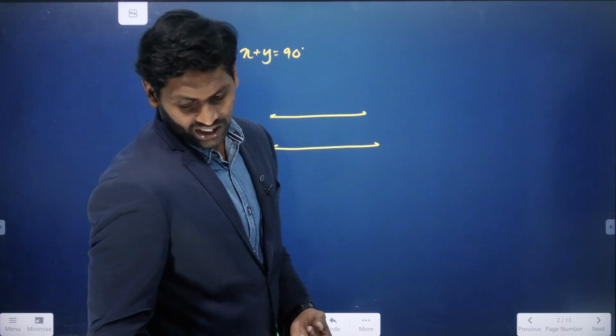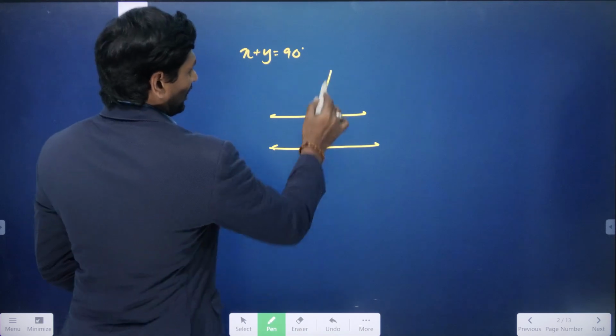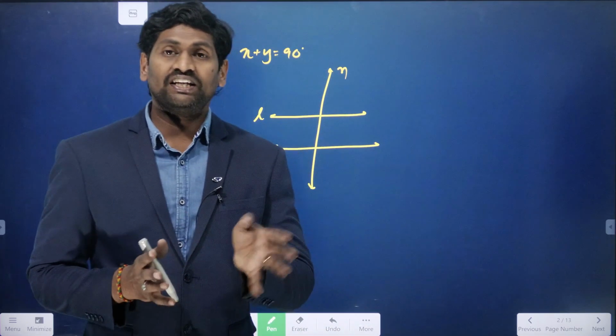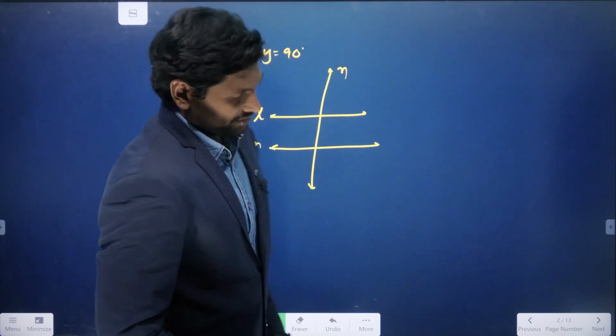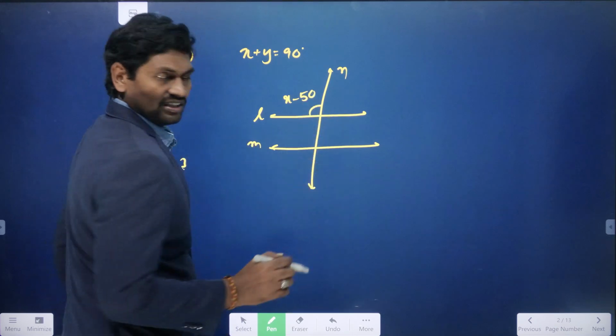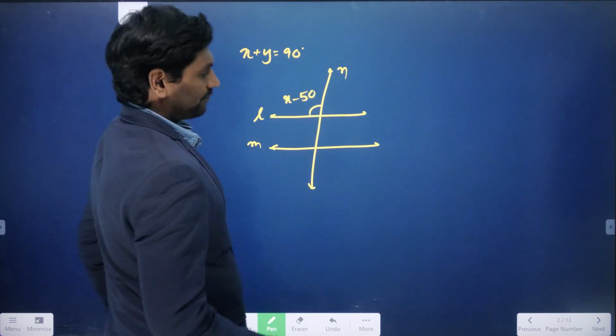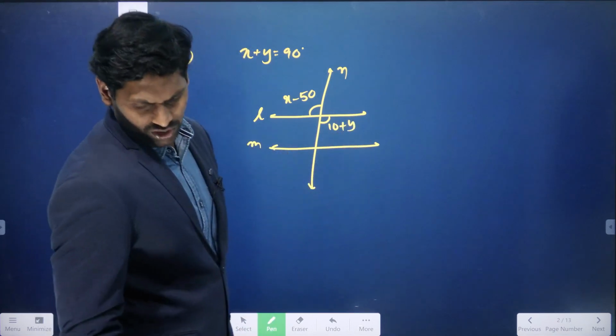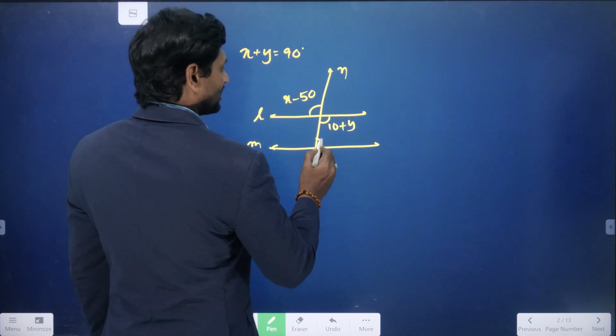That is L, M and N. While you are observing here, N is a transversal line. It is not mentioned whether L and M are parallel lines or not, but angles are given. Through the angles we need to identify. The angles are x minus 50 and 10 plus y. And one more angle is given, x plus 2y.